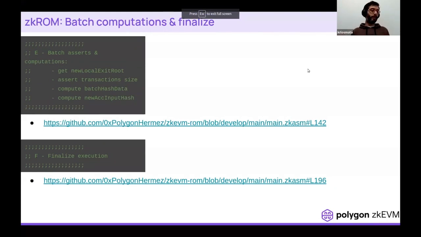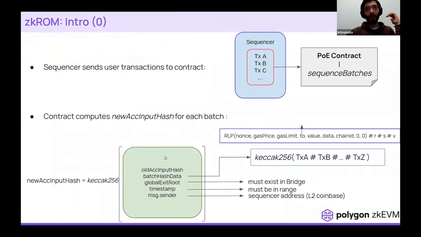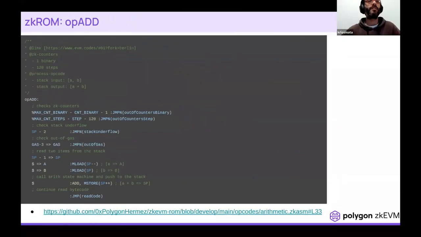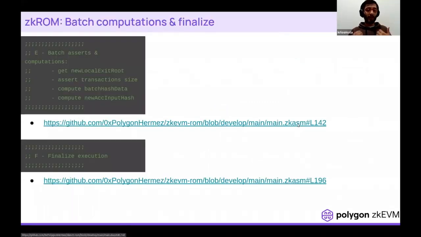Okay, so in order to finish the batch, once all the transactions have been processed, we basically need to compute exactly the same thing that the smart contract did. As you remember from previous slides, I showed you what the smart contract hash does. It does basically a keccak of all the accumulated input hash, all the transactions hashed together, which is the batch hash data, the global exit root, the timestamp, and the message sender. So in the ROM, we need to perform exactly the same in order to assure that we use this data.